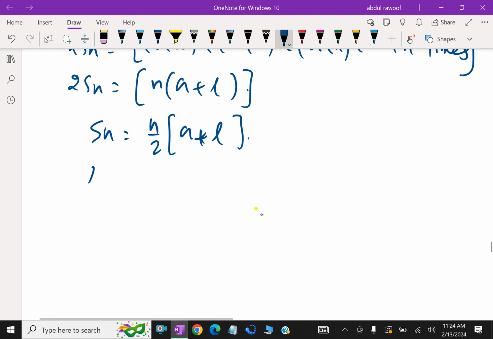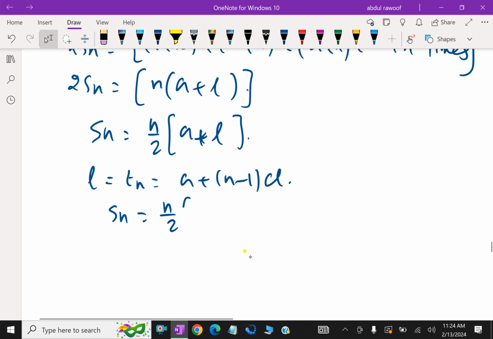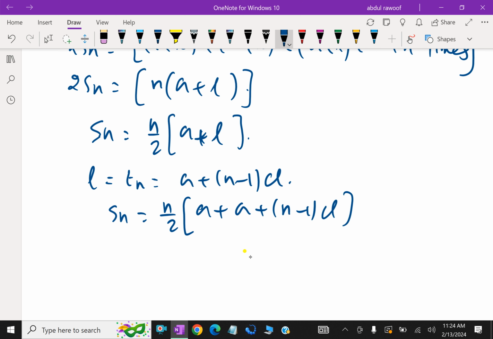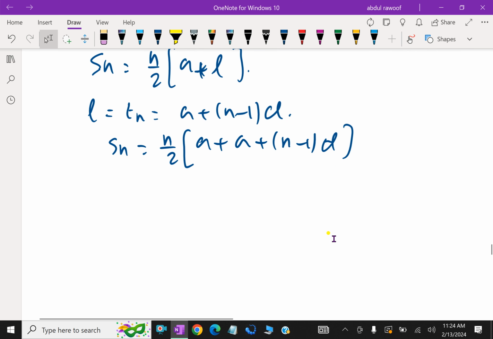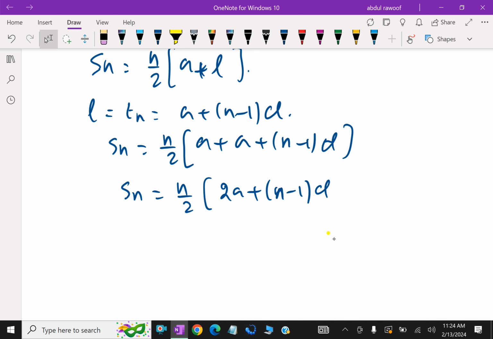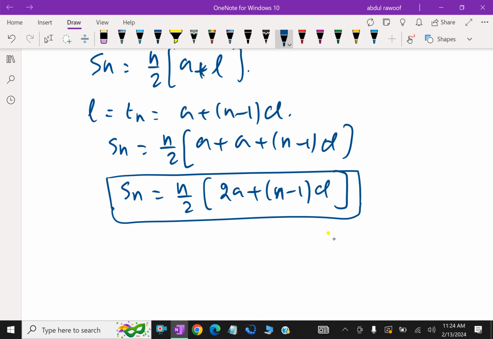We know that the last term is the nth term, that is a plus n minus 1 d. Substitute this Tn value for the last term. Therefore Sn equals n over 2 times a plus a plus n minus 1 d, since instead of l we substituted this here. Simplifying, Sn equals n by 2 times 2a plus n minus 1 d. This is our formula for the sum of n terms in AP.